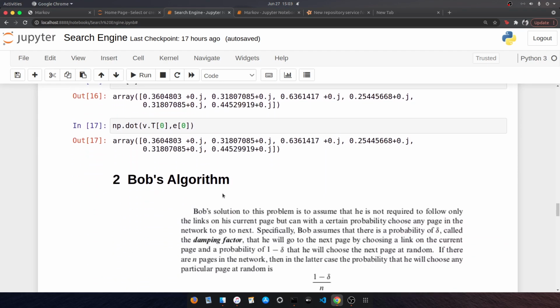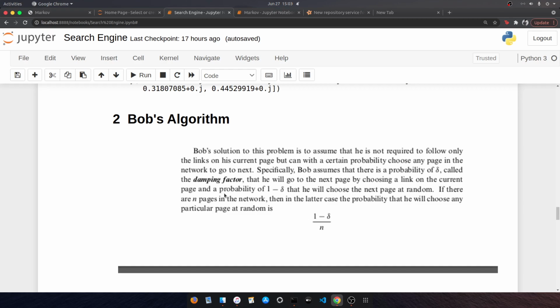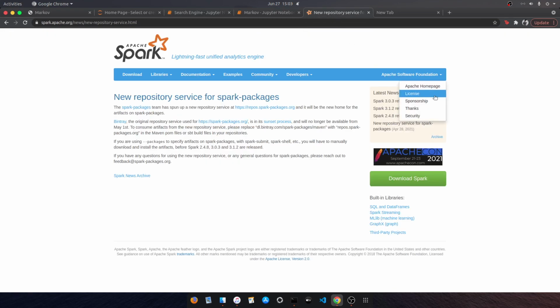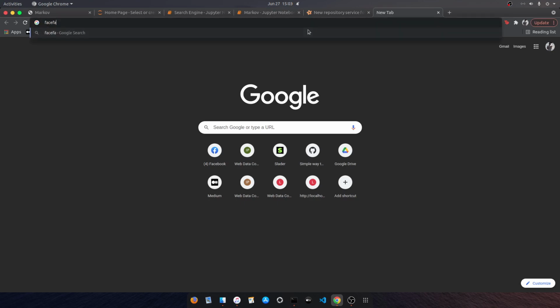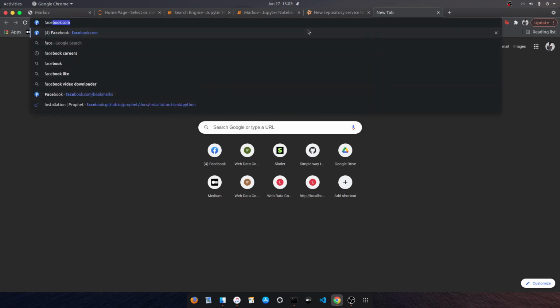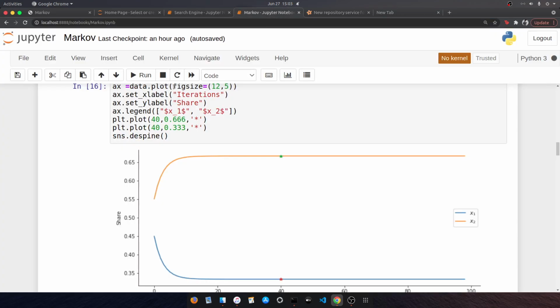Next, we have another algorithm, Bob's algorithm. It's almost similar to the algorithm that we have seen earlier. It's just that it has a more realistic assumption. It's assuming that we can go to another page that's not in the page that we're in, meaning there's no link to the page that we're in. So going back to this example, Bob's algorithm considers the fact that while we are looking at this web page, there's actually a probability that I will go to another website like Facebook, right?